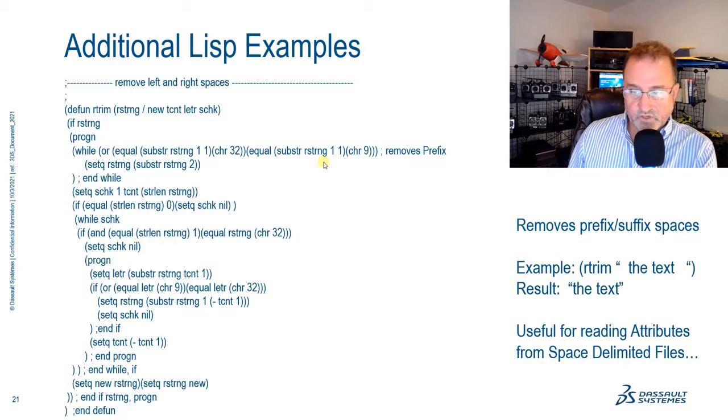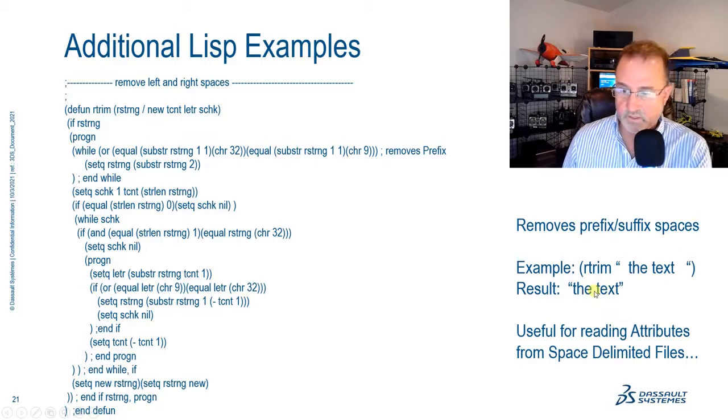And so one of the functions I like to use is something called rtrim, which is my own function, to remove the left and right spaces. If I use the function, open parenthesis rtrim, and then whatever piece of text has spaces, it'll trim out the prefix and suffix spaces, but it'll leave alone any spaces in the middle of the text.